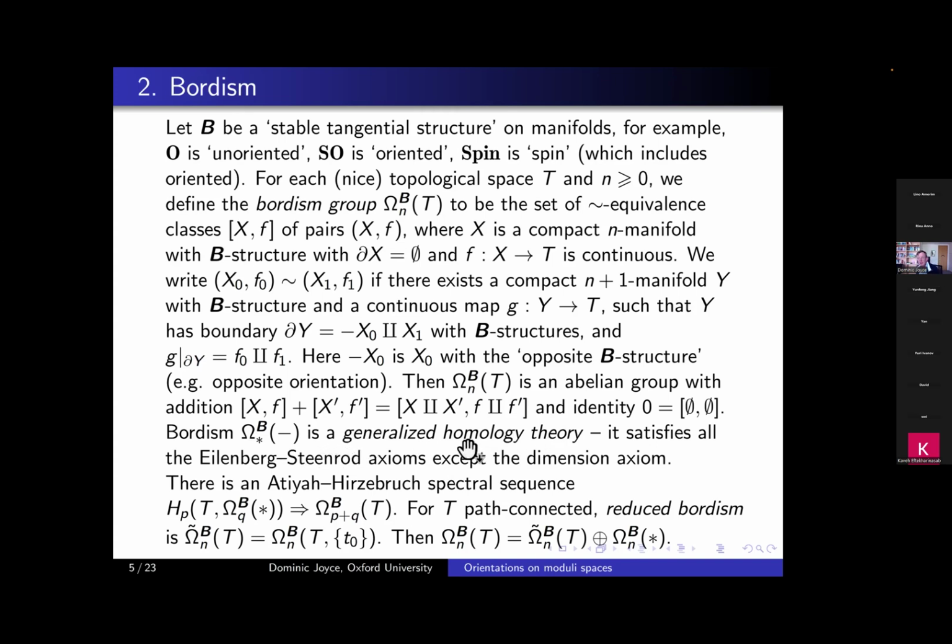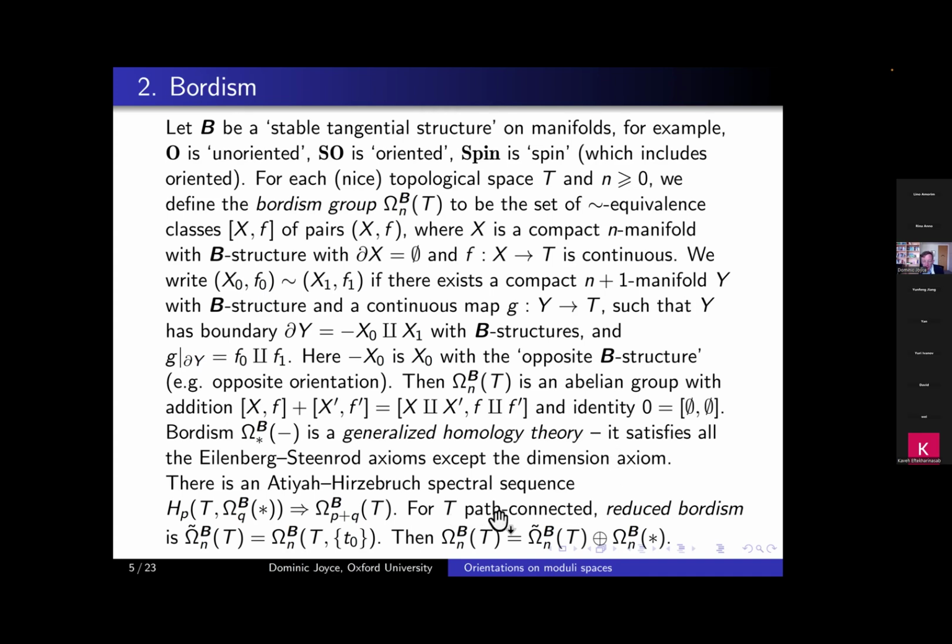Okay, so these generalized homology theories satisfy most of the usual package of properties of a homology. For example, you have lots of long exact sequences and that sort of thing. And there is an Atiyah-Hirzebruch spectral sequence going from the homology of your topological space T with coefficients in the bordism groups at the point. That spectral sequence converges to the bordism groups of T. So if you're cunning with spectral sequences, then you may be able to actually compute these bordism groups, and we do quite a lot of that.